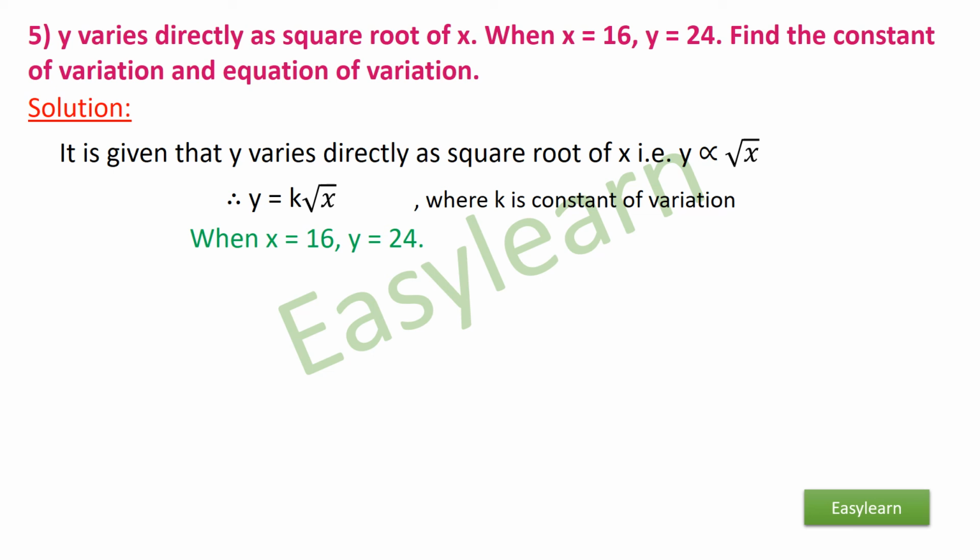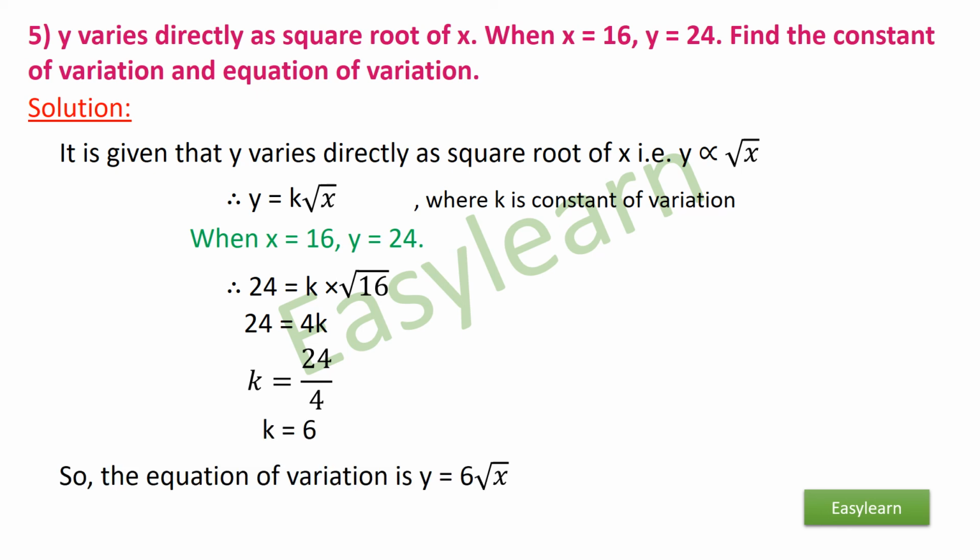The first step is to find the equation of variation. Substitute this, we get 24 is equal to k into square root of 16. Now we know square root of 16 is 4. So therefore 24 is equal to 4k. Thus k is equal to 24 divided by 4. Therefore, k is equal to 6. Therefore, the equation of variation is y is equal to 6 root of x.